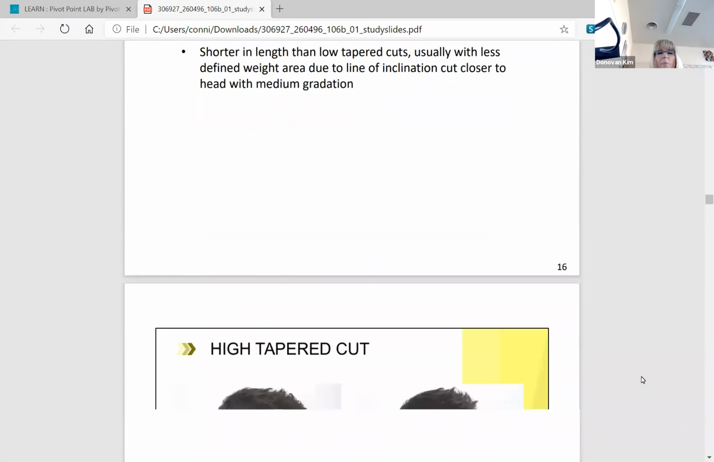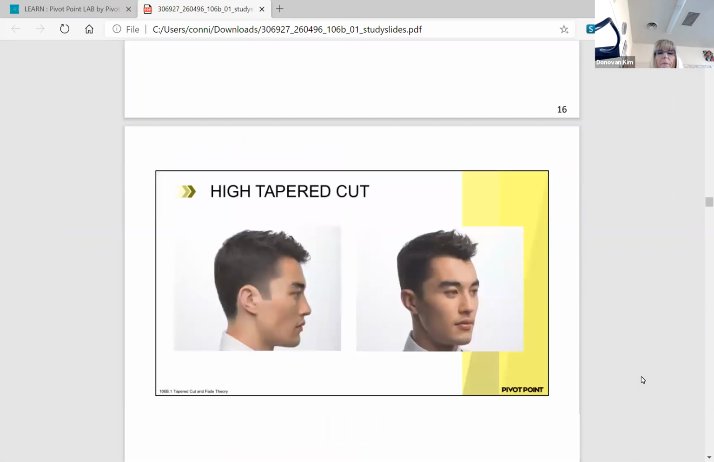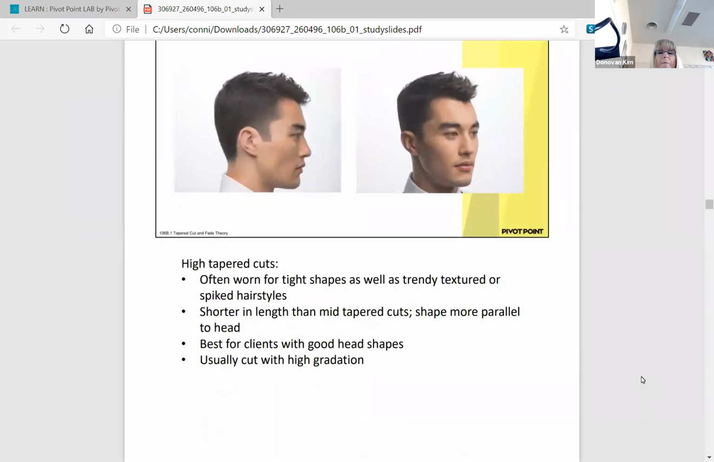And then we're going to pop up to a high taper cut. Often worn for tight shapes, as well as textured or spiked type hairstyles, shorter in length than a mid taper, more shape and more parallel to the head. Best for clients with good head shapes and usually cut with the high gradation.